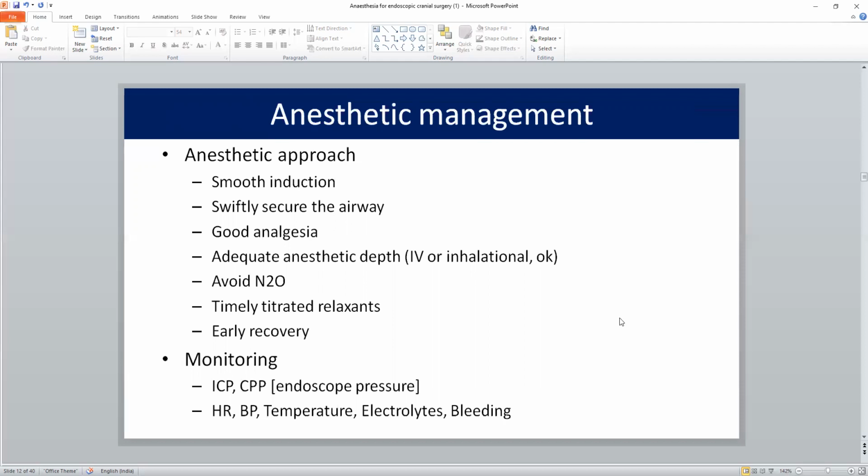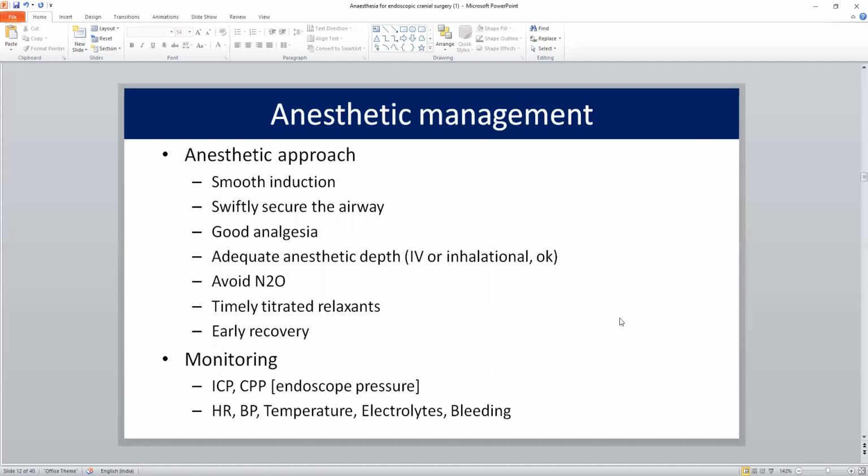Monitoring: ICP and cerebral perfusion can be monitored, especially what is known as the endoscopic pressure. The pressure transducer is connected to the endoscopic port and then transferred to the arterial transducer and monitored. This provides us an idea and helps in preventing a rise in ICP. One of the common causes for raised ICP is the blockage of the egress of the saline that is injected to maintain a clear view and avoid bleeding. It's a physiological tamponade.